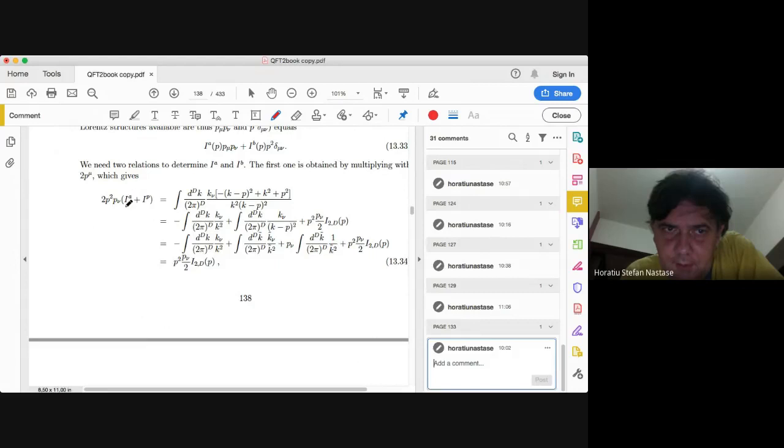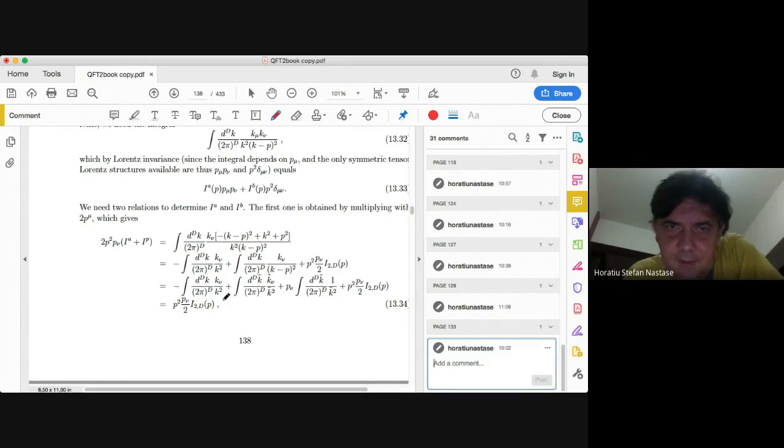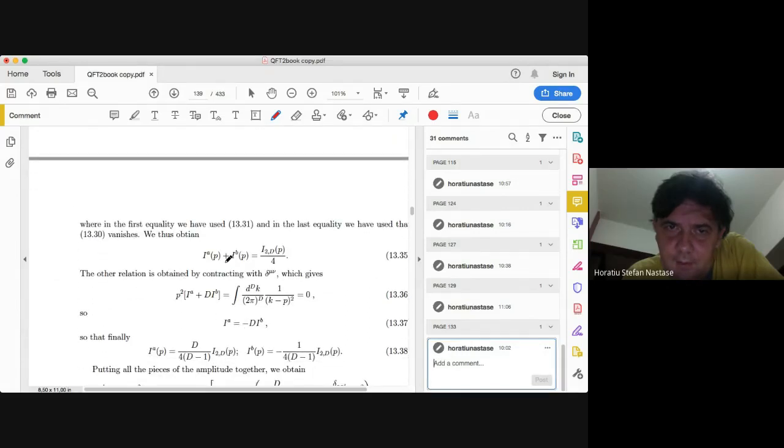So the result of this contraction of 2p mu with my integral of k mu k nu divided by this denominator is some function of p, p squared p nu over 2 times the first integral I calculated. But now this gives me a constraint. When I calculate IA plus IB, I have to calculate some other combination of them. So now I know IA plus IB is this initial integral I2D divided by 4.